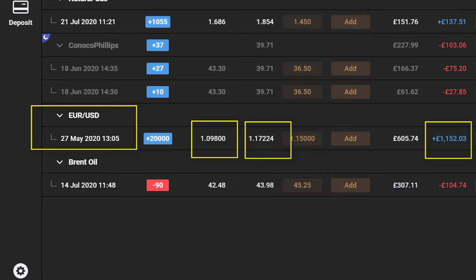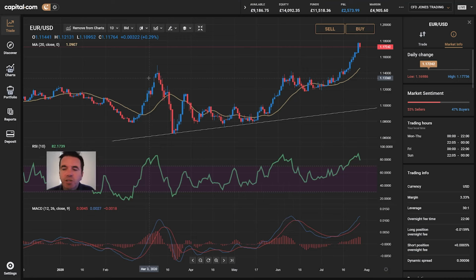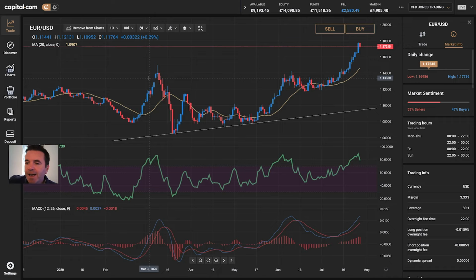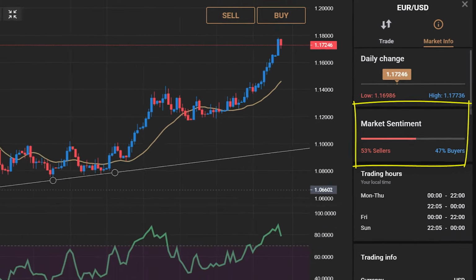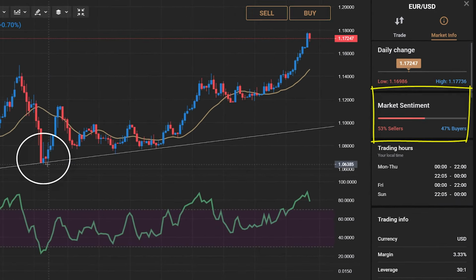Let's take a look at the euro US dollar chart. So euro US dollar is a really popular market, the most popular foreign exchange pair out there. And I think it's really interesting what the market sentiment is telling us at the moment. So the trend for euro US dollar off those March lows is positive. So the market's gone from 106. We've got a good trend in place here.